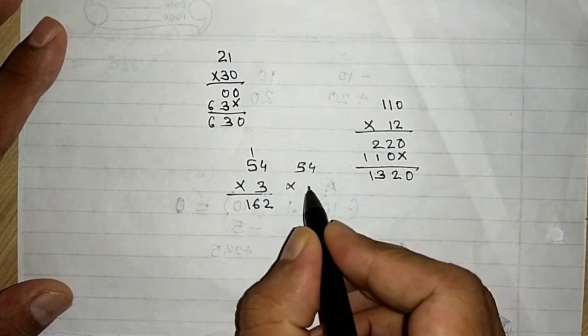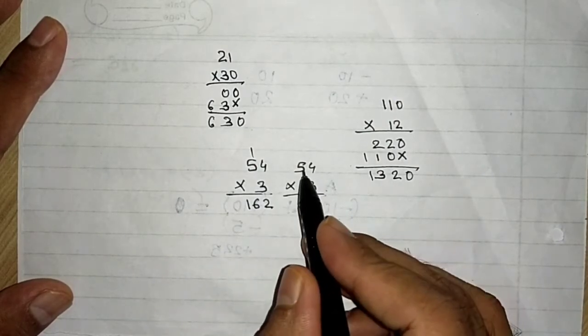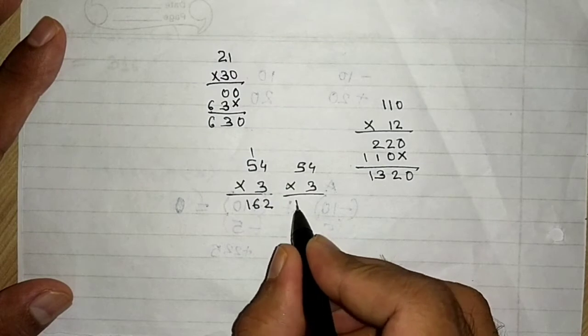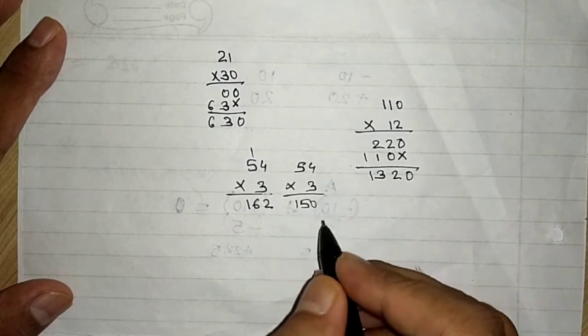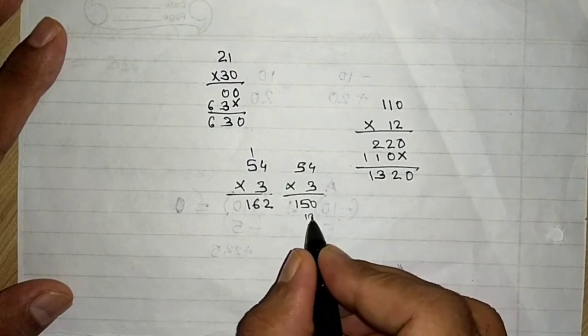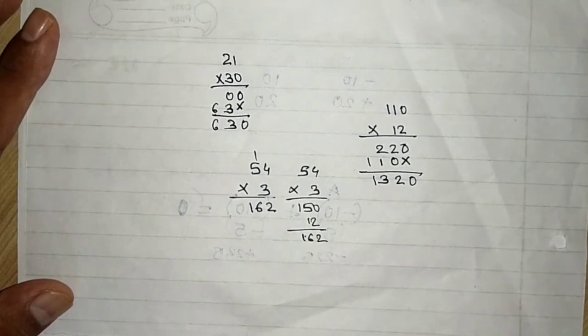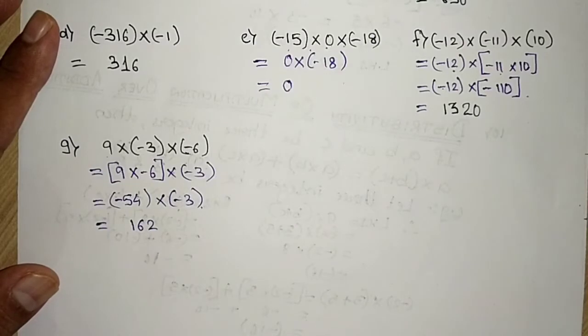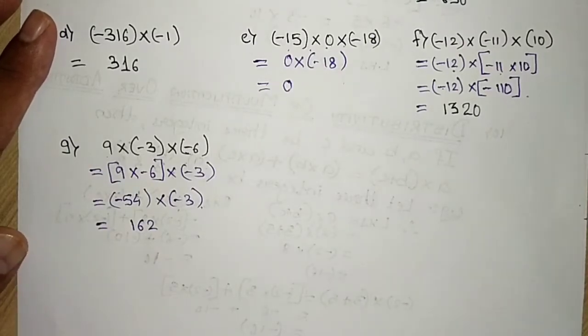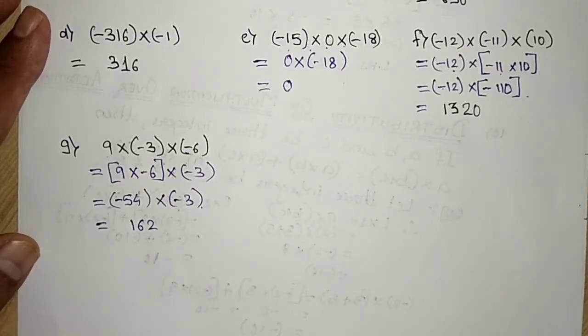I want to show you. I first calculated 50 into 3, 150, and then orally calculated 4 3s are 12 and added in mind. So it became 162. Students, you must also try to practice orally. Try to practice the multiplication orally. Now part number H.